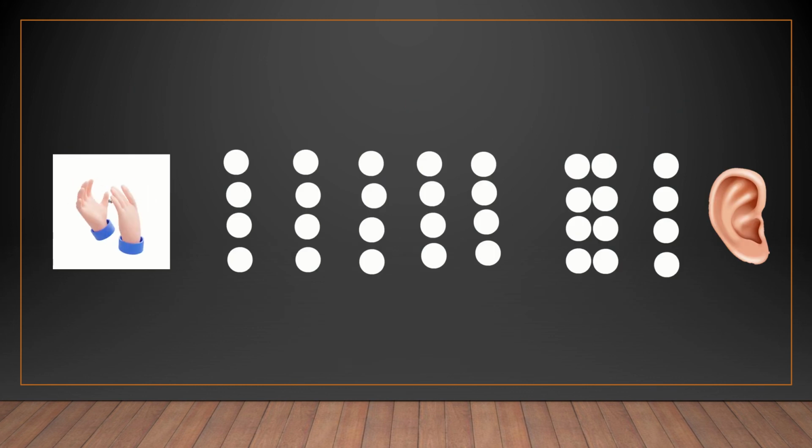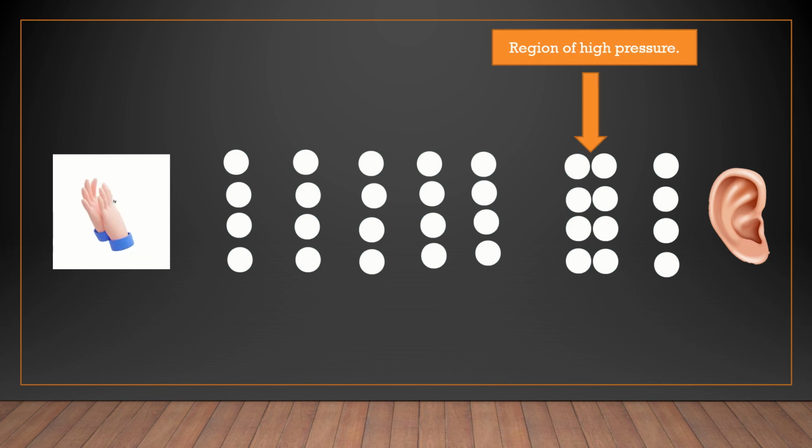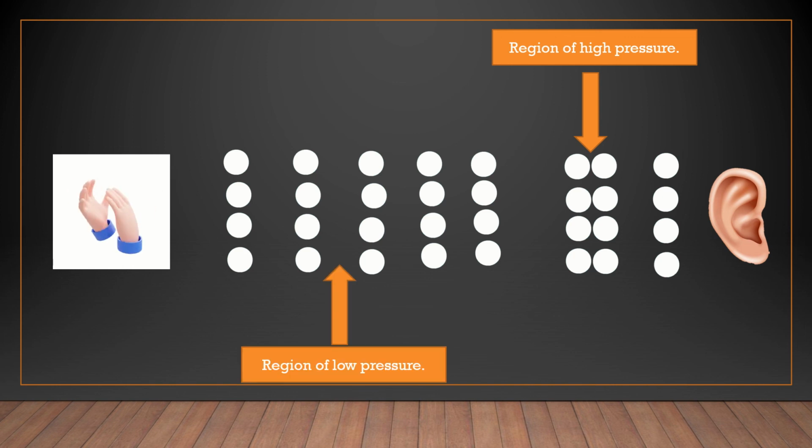If you see the same diagram again, what is rarefaction and what is compression? The region of high pressure is compression, whereas the region of low pressure is rarefaction. Very nice. Beautiful.